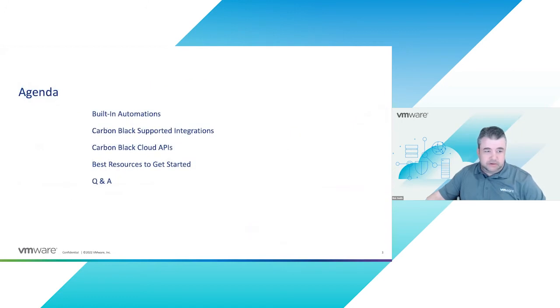Here's our quick agenda. As I mentioned, we're going to talk about some of the things you can do today, what's built into your console. Then we're going to talk about some Carbon Black supported integrations, things that are already created that you could use. We're going to talk about the APIs themselves, what's available to do it yourself. And then we'll talk about some resources, and then we'll have plenty of time at the end for some Q&A.